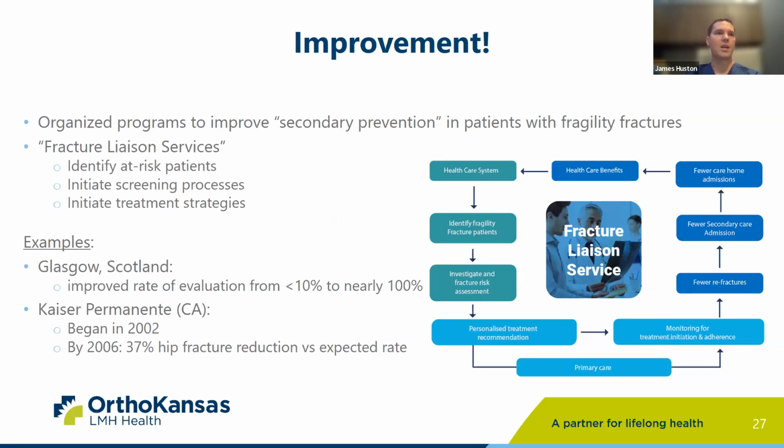There was a program in Scotland that was able to improve the rate of evaluation from starting at less than 10% of patients to nearly 100%. And then Kaiser Permanente, the huge medical conglomerate in California, began their program in 2002, and by 2006 had a 37% reduction in hip fracture versus the expected rate of fractures at that time. So it can have a major effect, having processes and programs in place in order to make sure patients get the appropriate screening and the appropriate treatment.